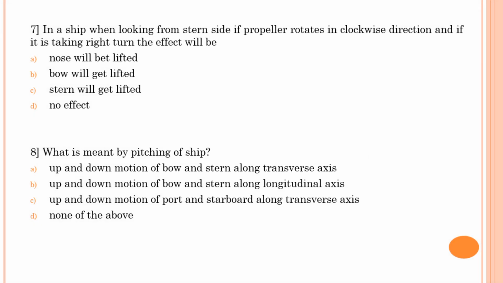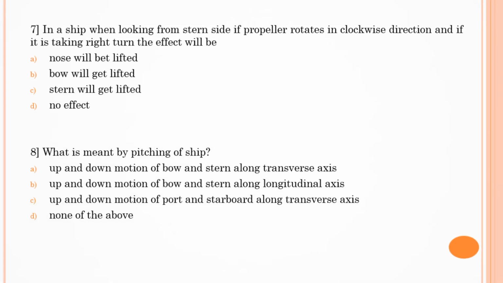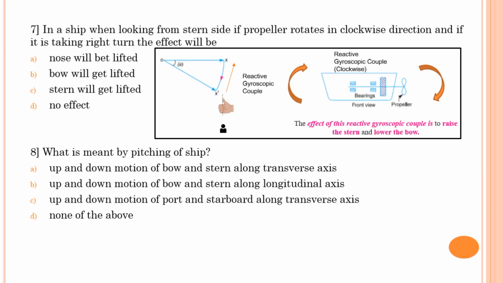So in a ship, when looking from the stern side, looking from the rear end, if the propeller rotates in clockwise direction and if it takes a right turn, what will the effect be? The condition is similar to the sixth question, that is you are looking from the rear end and the rotor is rotating clockwise, but there it was a left turn, here it is a right turn. For this again we will draw a vector diagram.